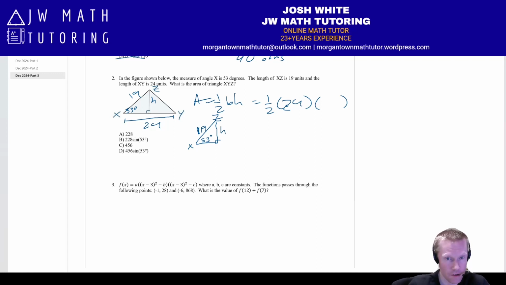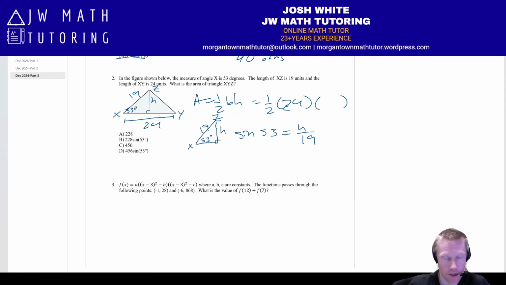The side that we want is h here, which is opposite the angle. So we want the opposite, we have the hypotenuse, so therefore we're going to use sine. Sine 53 equals opposite h over hypotenuse 19. Just make sure it's nice and clear, only 19.